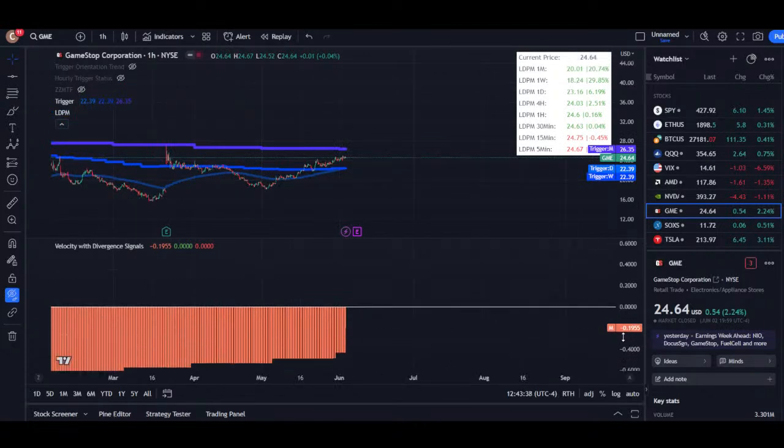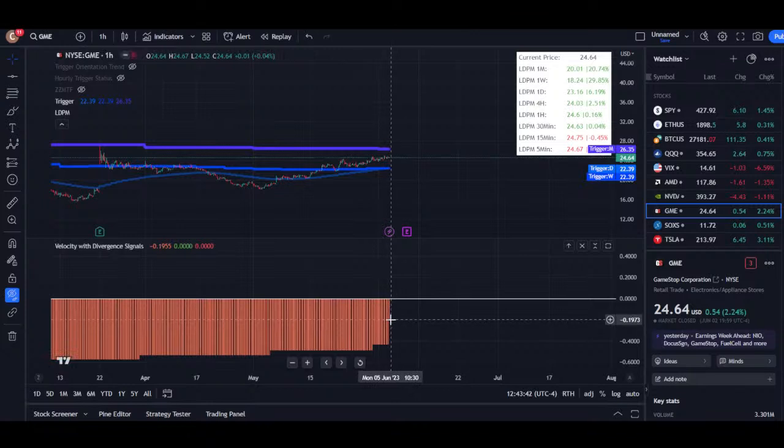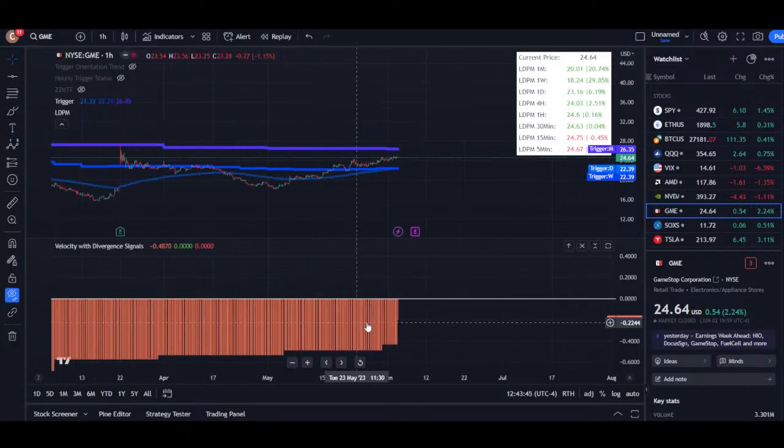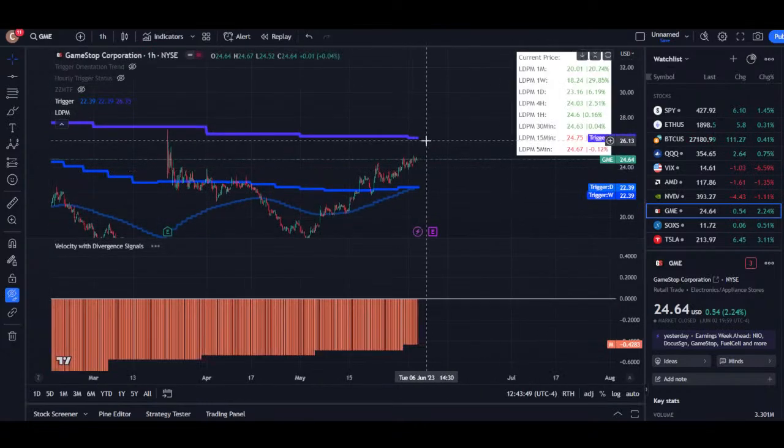But if you notice, the month of June just started and the monthly velo is barely negative. This is the stub right here. So because we barely have any monthly velo, it sets up the opportunity in June to finally break above this monthly trigger, even though we did not have an opportunity up until now.